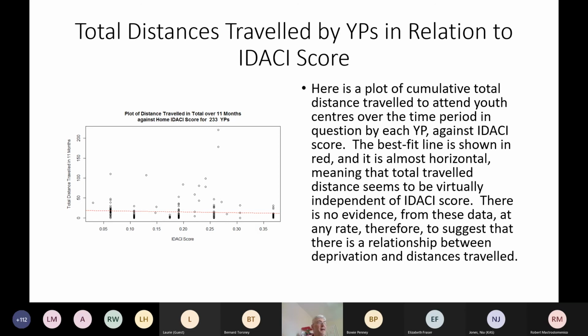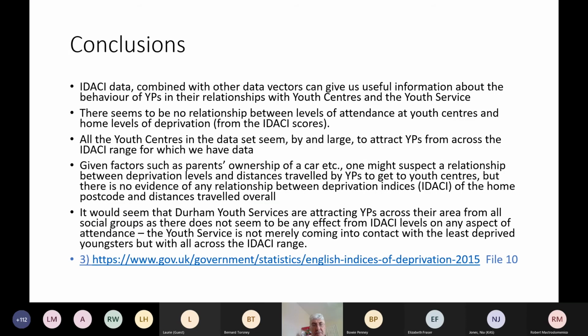So in a sense, it's kind of no news is good news, in the sense that I didn't find any particularly huge relationship between deprivation and youth centre attendance, which you could conclude means the youth centres are doing a good job because they're attracting people across the board. They're certainly not only attracting young people from less deprived areas, which would be a worry.